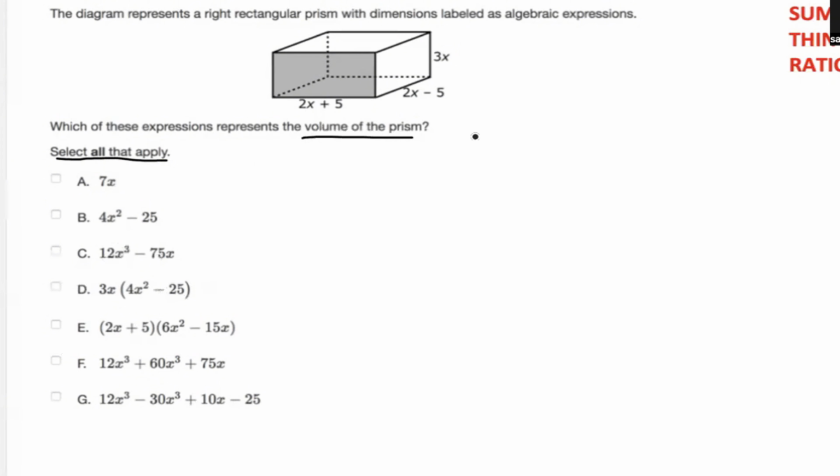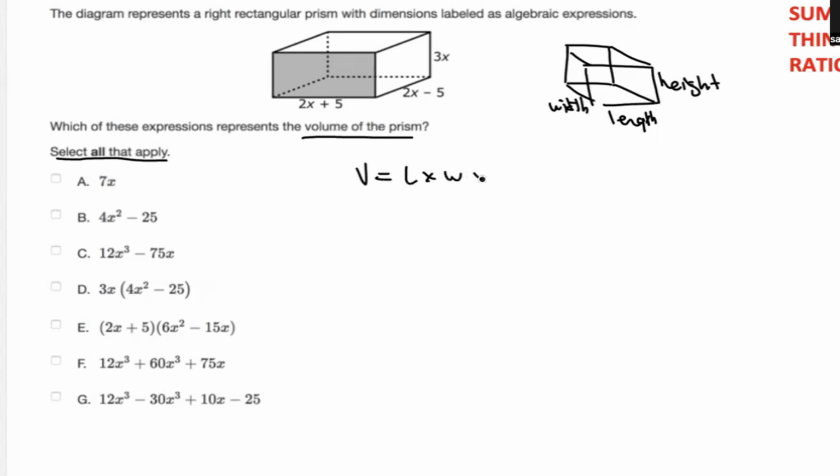Okay. So if you have a prism or a box, how do you find its volume? As you know, a box is a three-dimensional figure. To find its volume, we need the length, the width, and the height. So volume is always, as you know, length times width times height.